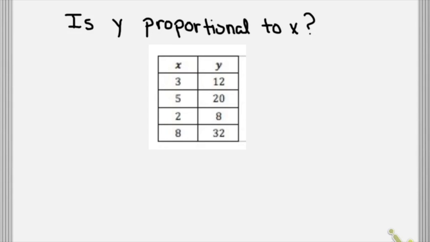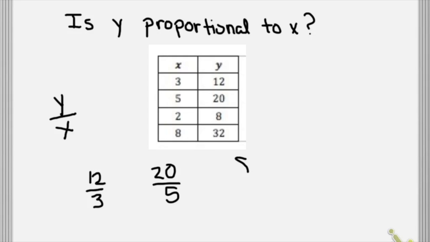I'm going to go to the next one. Is y proportional to x? So I'm going to make them each a ratio of y over x, and it's always y over x. So I'm going to make 12 over 3, 20 over 5, 8 over 2, and 32 over 8.